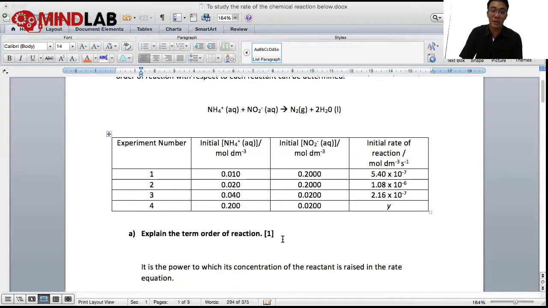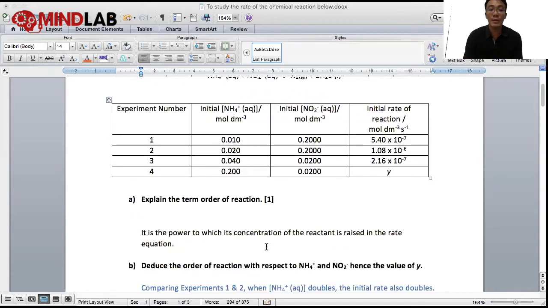So part A: order of reaction is the power to which the concentration of the reactant is raised in the rate equation. This is a giveaway, so please do memorize it. Now let's go to part B.